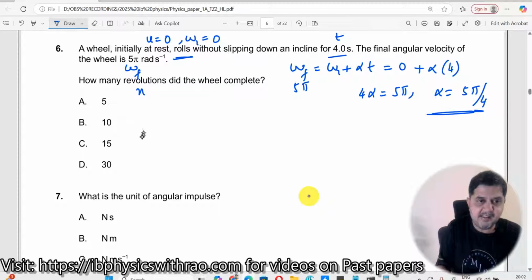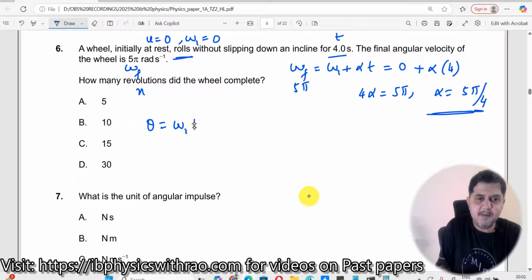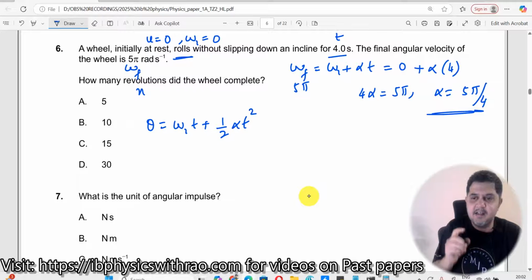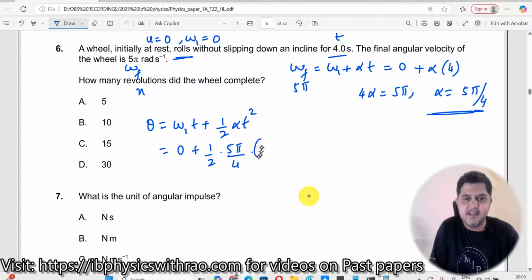Let us write theta is equal to omega I t plus half alpha t squared. So I'll use this equation. In a time of 4 seconds, how many times does it revolve? That's what I'm finding. So this is now 0 plus half into alpha, which is 5 pi divided by 4, and t is 4 seconds, so t squared is 16. 4 fours are 16, 2 twos are 4, so this is 10 pi radians.